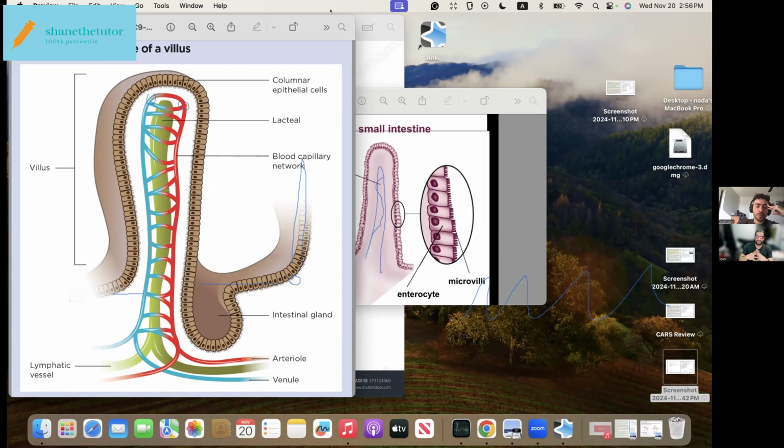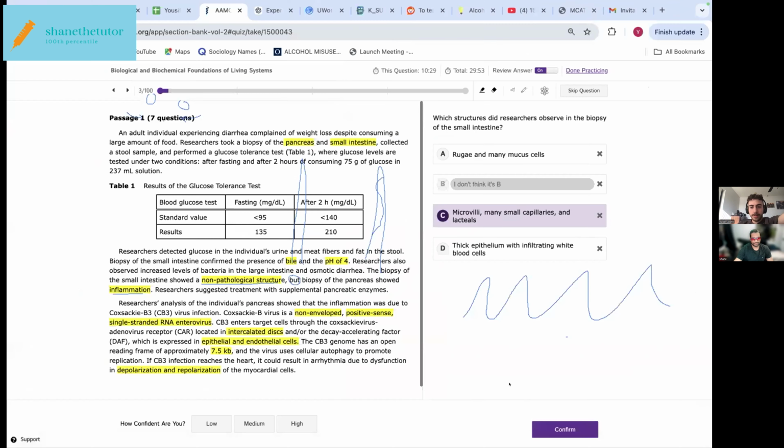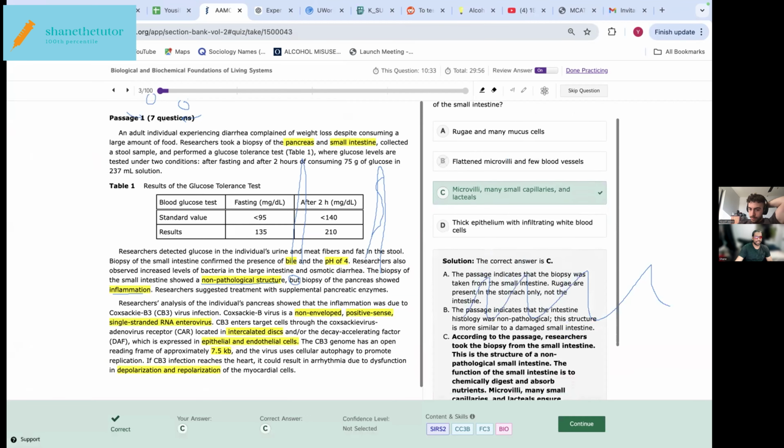So this is how water soluble things can just get absorbed into the blood, into the capillaries, but hydrophobic things like fats and oils, they get absorbed by the lacteal and go through the lymphatic system. That's why we see microvilli, we see a lot of capillaries at the surface, and we also have lacteals. Many small capillaries and lacteals.